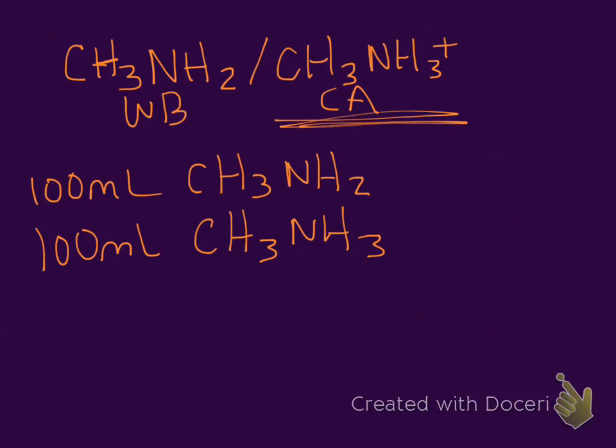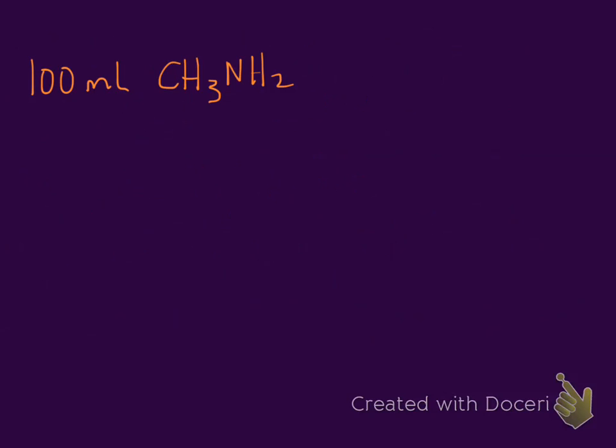CH3NH3. Since this has a plus charge, we need to match it with something that's minus and something that's not going to cause any changes in the pH. So I'm going to choose Cl. I could have also chosen NO3. Any anion that's going to create a salt, you're going to have a spectator for the anion.